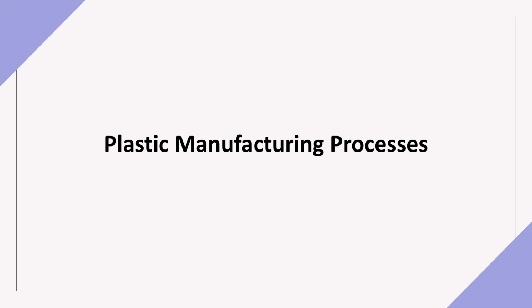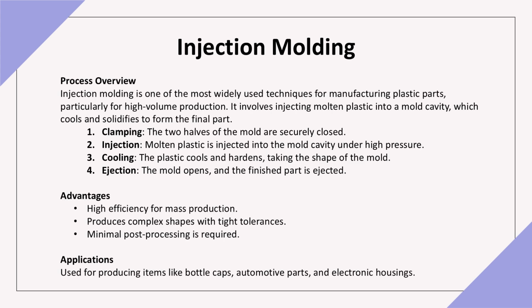Let's understand them one by one. Injection molding is one of the most common plastic manufacturing processes, particularly for high-volume production. Steps in this process are: Clamping. The mold is closed tightly. Injection. Molten plastic is injected into the mold cavity. Cooling. The plastic cools and hardens. Ejection. The part is removed from the mold.